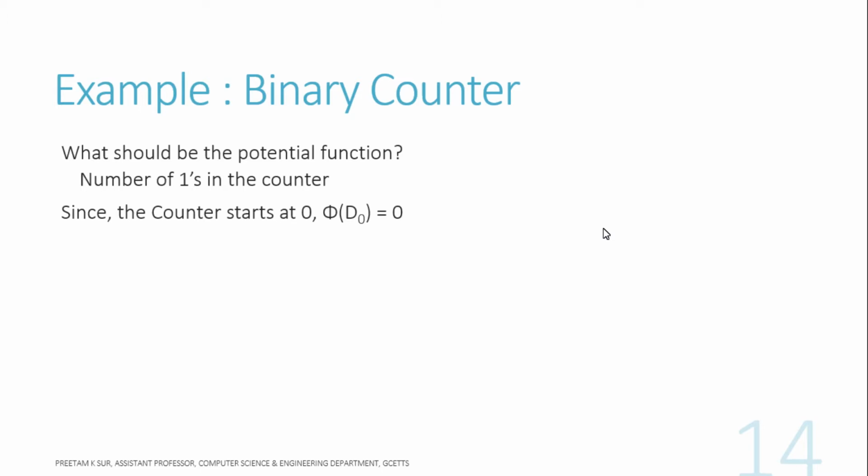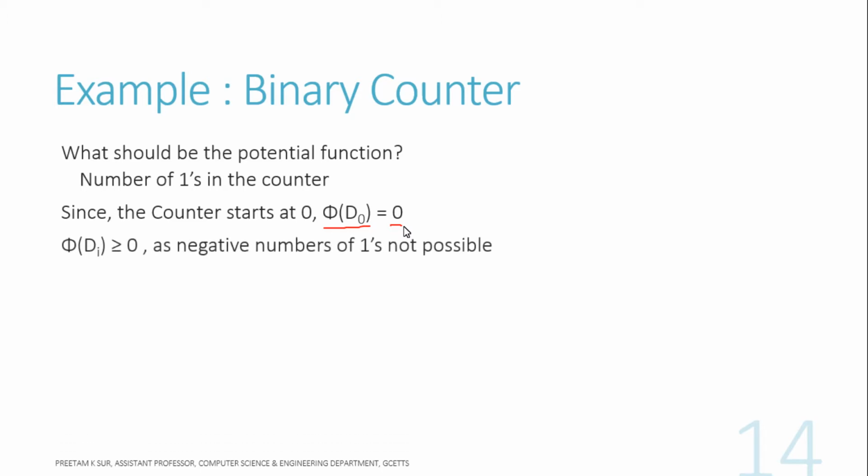So initially when the counter starts, as you know, we are considering the counter starting at 0, right? So initially when the counter starts at 0, there will be no ones. So as per the definition of the potential function, phi of d0 will be 0, because there will be no ones in the binary counter initially, right?